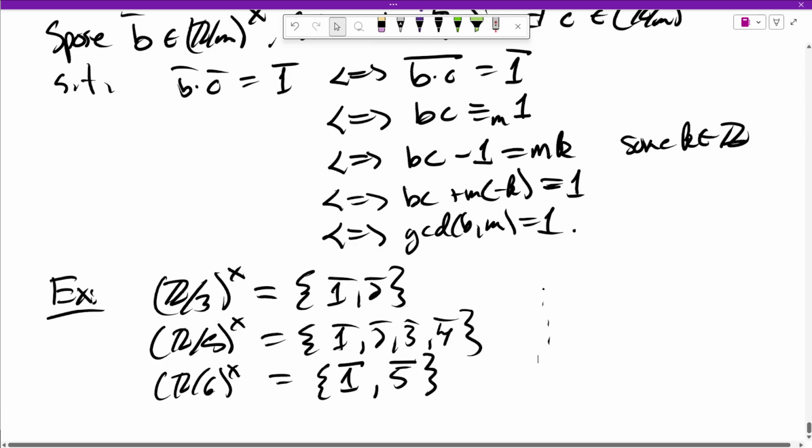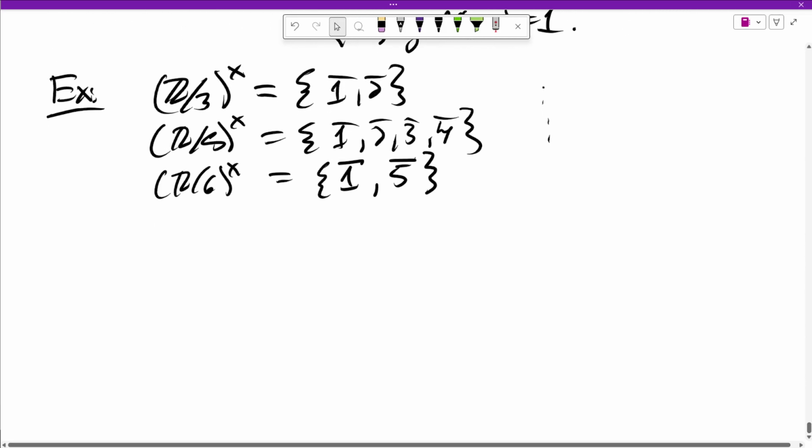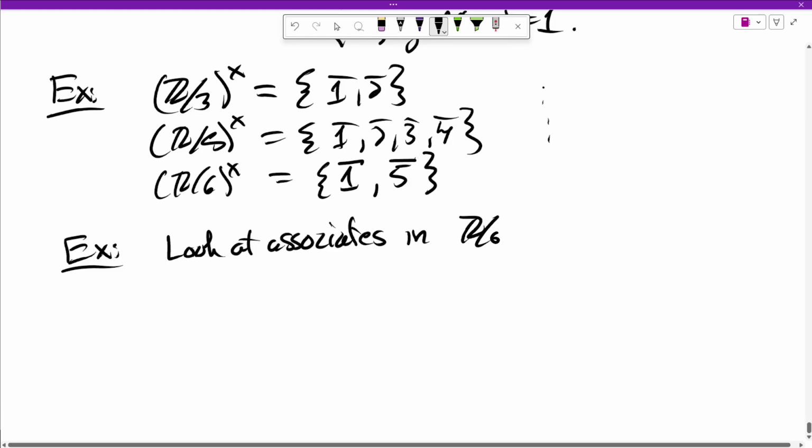I'd like to take a minute in Z mod 6 and look at associates of elements. Oops, we're not going to look at the units, we're going to look at the associates, keeping in mind the units are 1 and 5. Let's look at everything that each element is associated to. Let's start with 1.